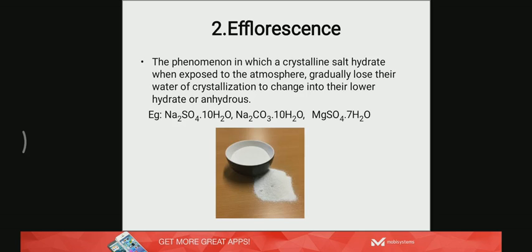Then when a salt hydrate which is crystalline loses water of crystallization completely and becomes anhydrous, it will turn into a fluffy powder. That's why some powder-like substance appears on such walls. So in efflorescence, a crystalline salt hydrate loses water vapor or water of crystallization and becomes either a lower hydrate or finally anhydrous. So the crystalline substance may change into a powder-like substance.